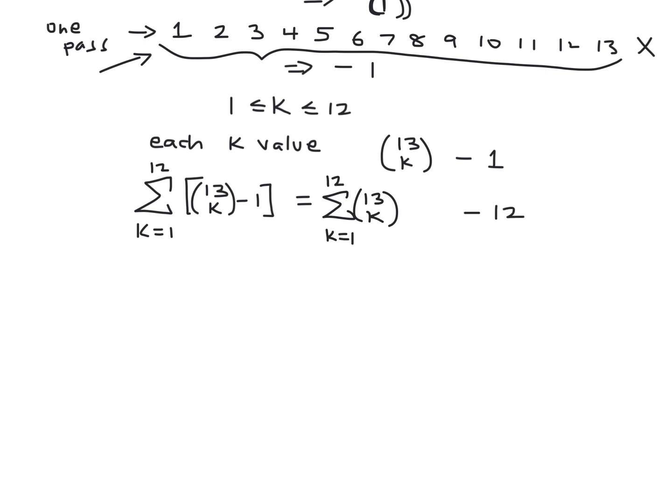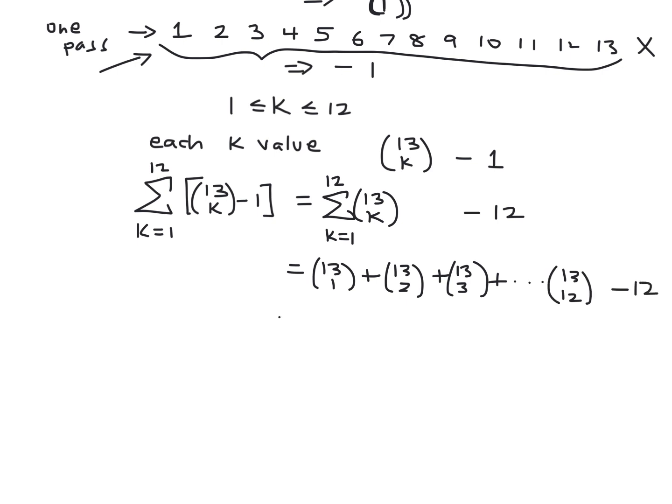We can put that out there. And then it just becomes 13 choose 1 plus 13 choose 2 plus 13 choose 3 plus ... You guys get the point, all the way till 13 choose 12. And then don't forget that minus 12. And then these numbers, I crunched them out.